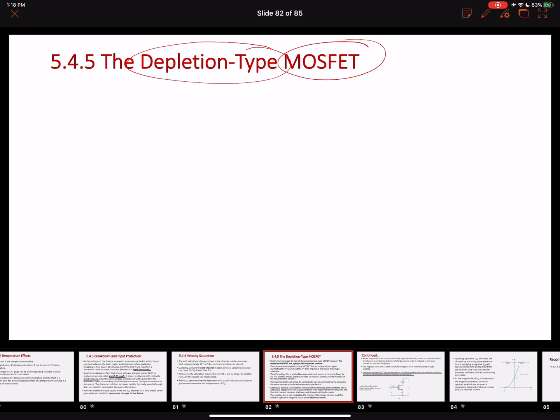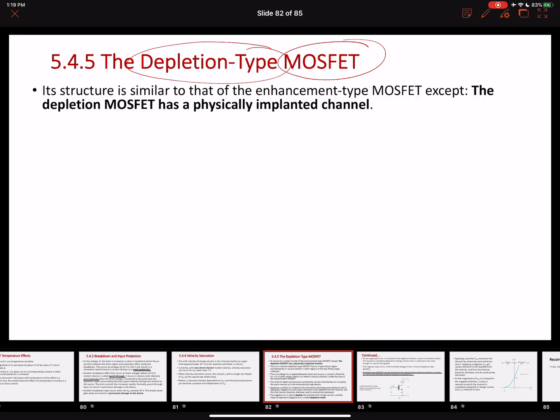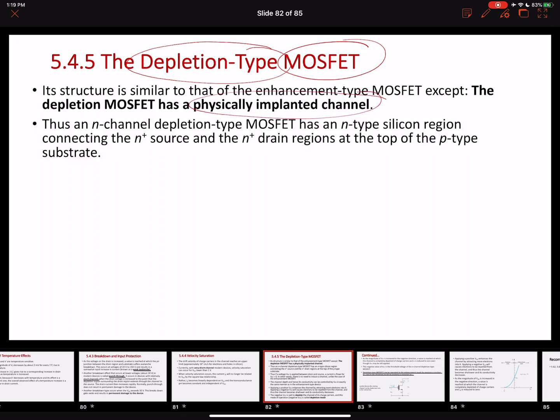VGS still has a role, but we initially apply the VGS up to a level of a threshold voltage to induce a channel first for its operation. So now if the channel is already there, then all I need to do is apply the drain to source voltage, and the current is going to flow. So the most important distinction, and we're going to discuss more detail, is that in a depletion type MOSFET, a channel is already physically implanted.